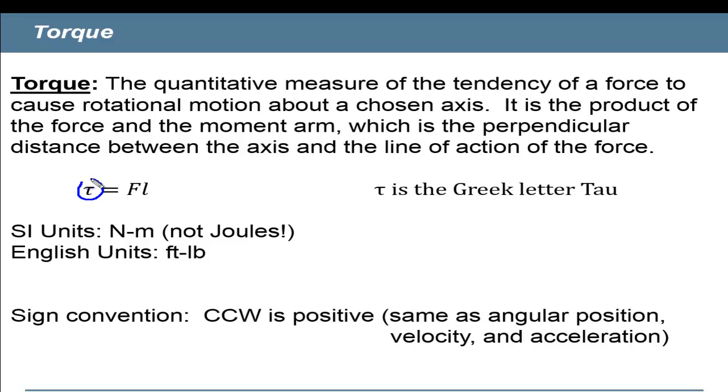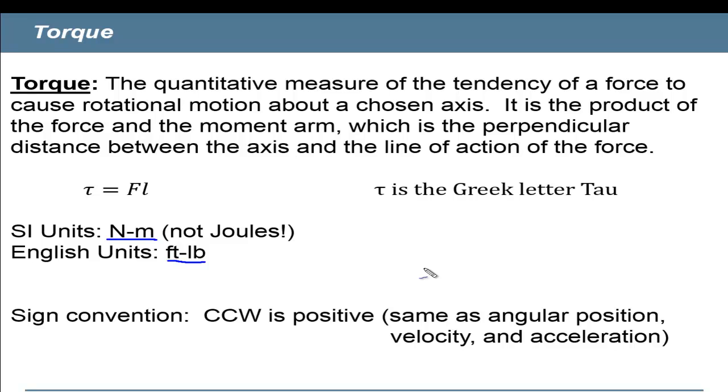And we use this symbol tau, the Greek letter tau, to symbolize torque. The units for it we can see are, well, force is in newtons, length is in meters, so the SI units are Newton meters, and the English units are foot-pounds. It's not in joules. We don't talk about torque in joules. It has the same units, but it's not really an energy. It just happens to be a Newton times a meter, so it's Newton meters, but don't ever call torque joules. Always call it Newton meters or foot-pounds or pound-feet.